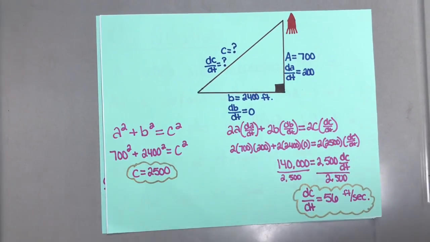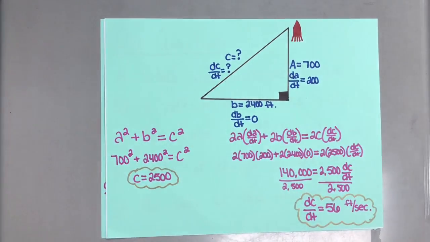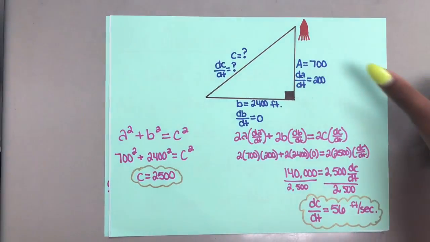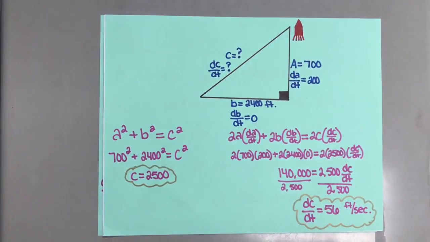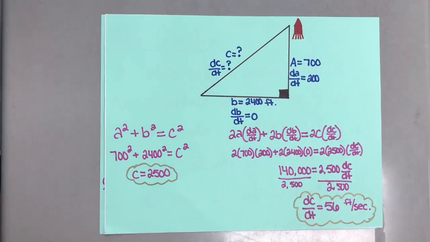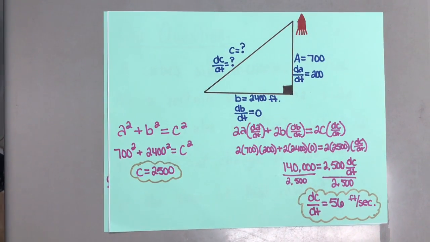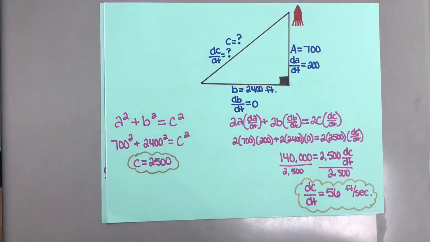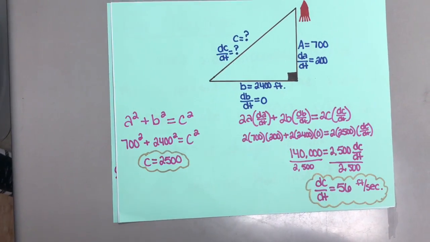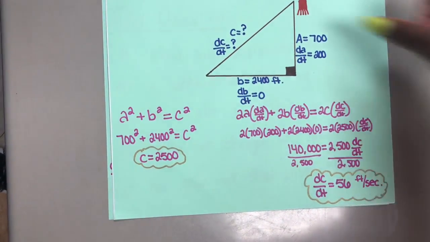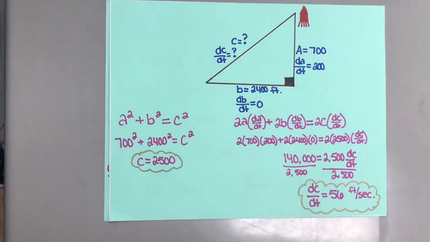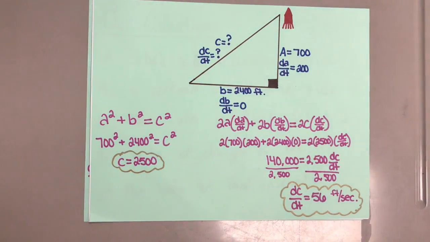In the problem, we have a right triangle with sides A, B, and C. Here we did the Pythagorean theorem. A is 700 squared plus B 2,400 squared equals C squared, because we have to find C, which we found is 2,500.